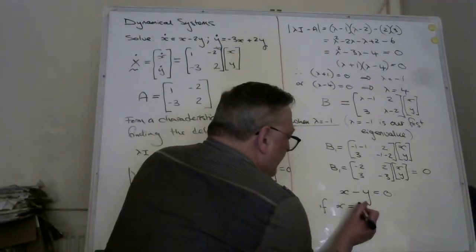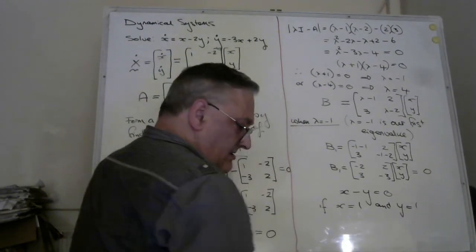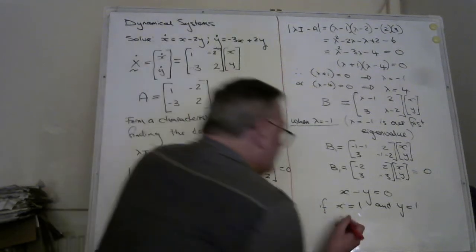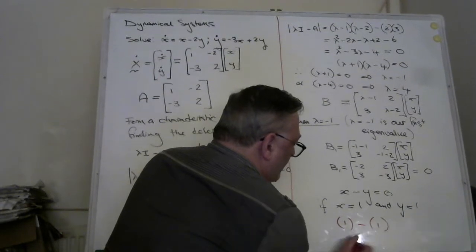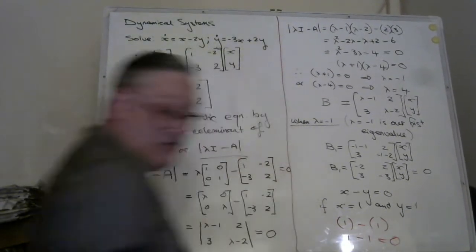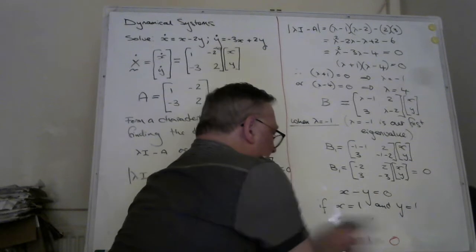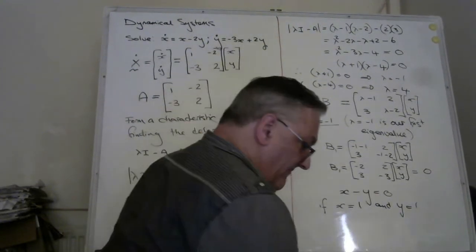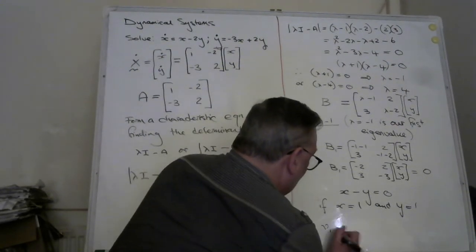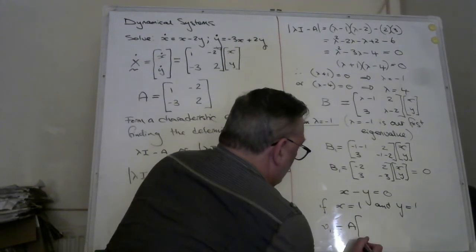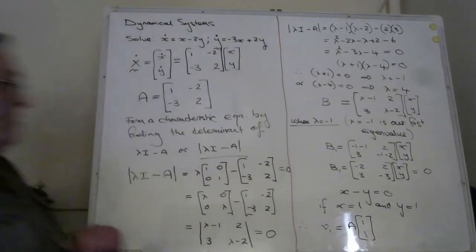But we choose simple values. So I'm choosing x to be equal to 1 and y to be equal to 1, because as you can see, when you substitute 1 in for x and 1 in for y, you get 1 minus 1, which is 0. So we'll just rub that out, because we've now found an eigenvector, which we'll call V1. So V1 is equal to some constant A times 1 and 1 in the vector. So that is one of our eigenvectors.